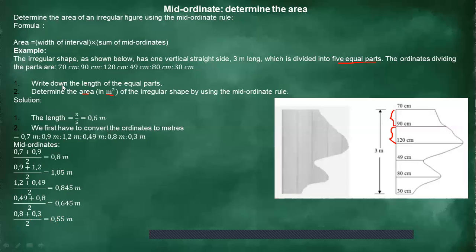And now we can use the formula, which says the area equals the width of the interval multiplied by the sum of the mid-ordinates. We have determined the width of the interval, which is 0.6, and of course the sum of the mid-ordinates. You just put everything in the formula there and press your calculator. The area that we have determined is 2.334 meters squared. So that's how easy it is to calculate the area of an irregular figure.